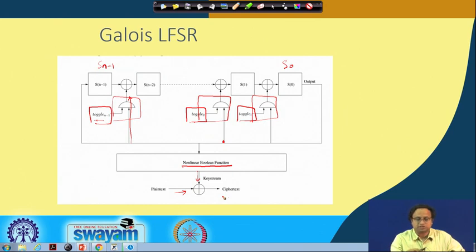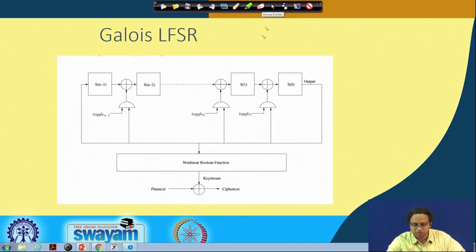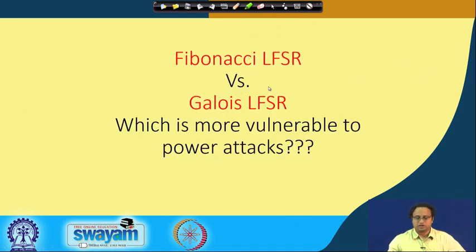So this is the kind of model that we compare with, and the question that we try to address in this discussion is whether these two things are equivalent. That means we try to consider whether the Fibonacci LFSR and the Galois LFSR are equivalent with respect to power attacks. This we will see in the next class. Thank you.